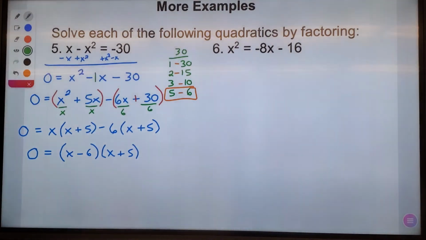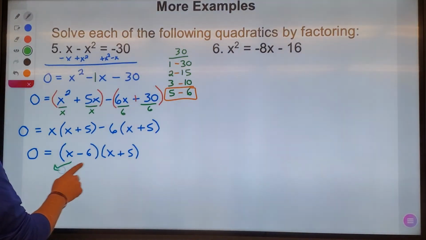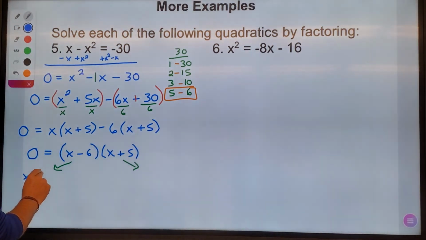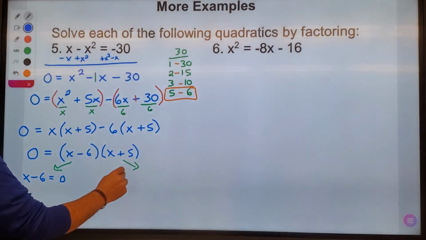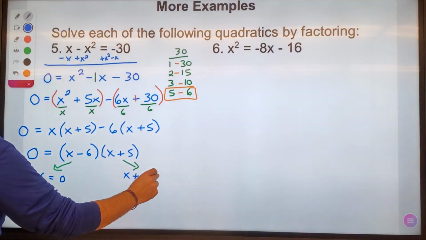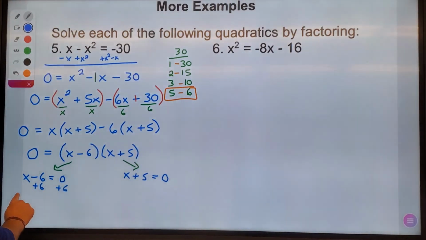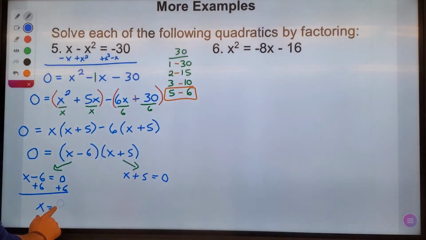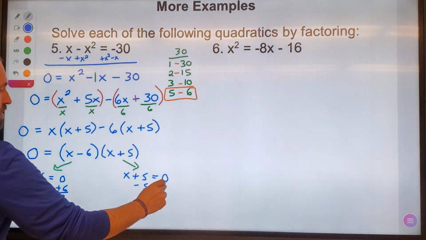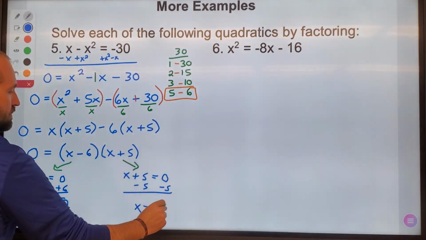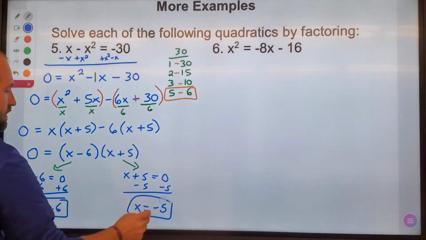Again, then applying the zero product property, these two sets of factors will get set equal to 0. And then I'll solve each one of them individually. So plus 6, x equals 6. Minus 5, x equals negative 5.